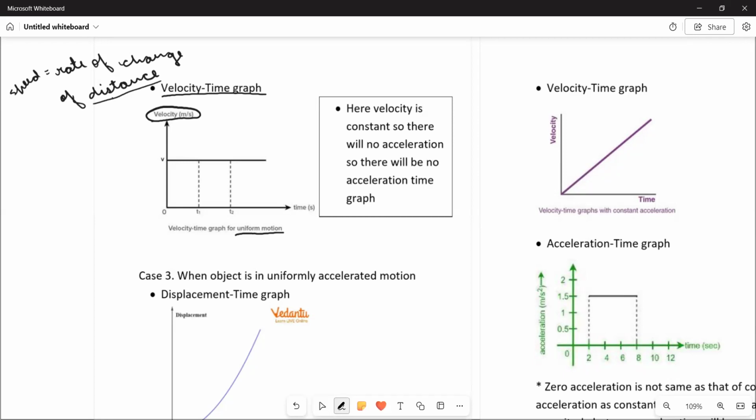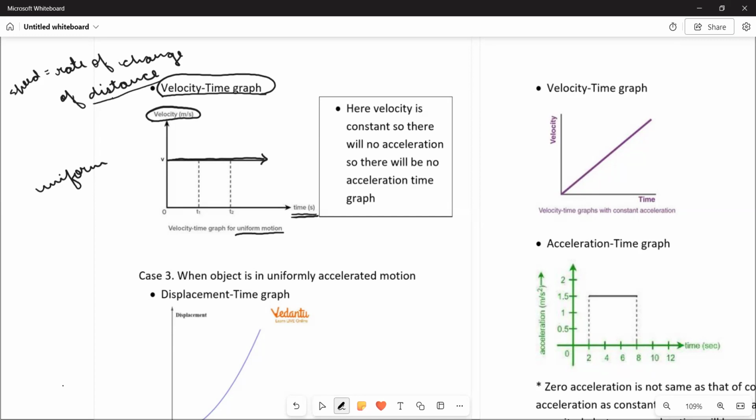Okay, so for that purpose we draw a straight line parallel to the x-axis. When we draw a velocity time graph for a uniform motion, we get a line parallel to the x-axis, the axis showing the time. So for a uniform motion, the velocity time graph will always be parallel to the time axis. I hope it is clear till now.